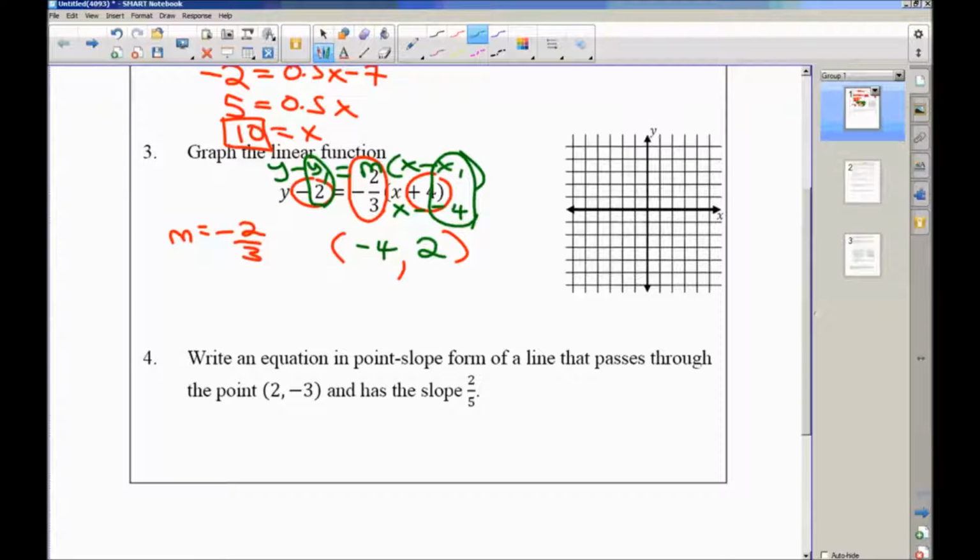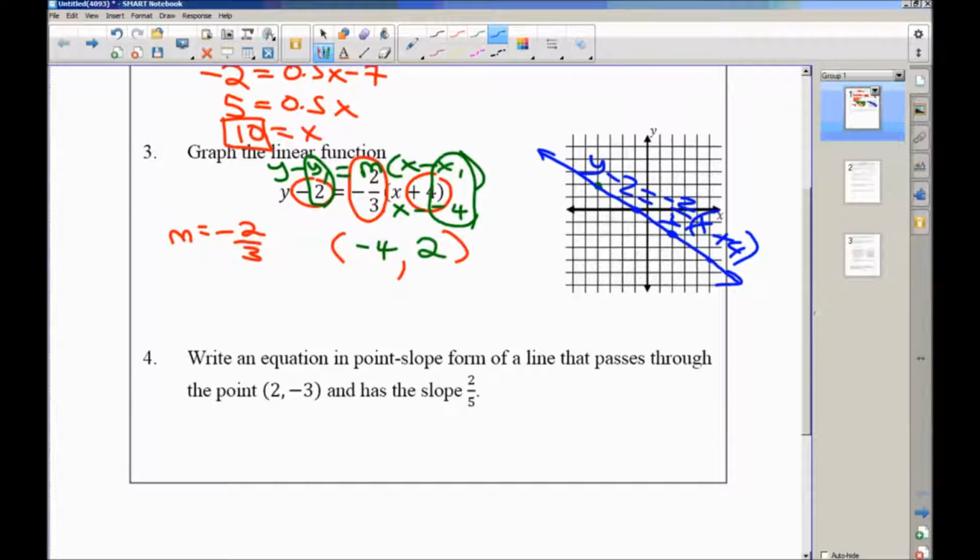All right, so first we put our point at negative 4, 2. So that's 1, 2, 3, 4 to the left and 2 up. Okay. Then we use our slope to get new points, and the slope is negative 2/3, so that's 2 down, 3 over. 2 down, 3 over, 2 down, 3 over. And we get a nice graph here. And we write y minus 2 equals negative 2/3 times (x plus 4) in parentheses.